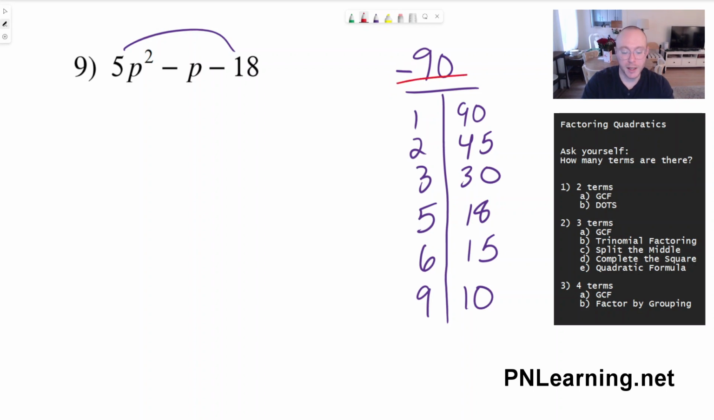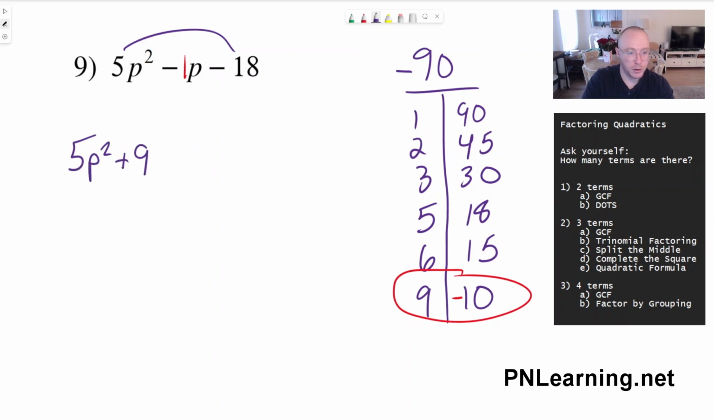Okay, so if we're factoring a negative number, that means we want to find numbers with a difference of -1 here. And let's see, are any of these apart by 1? Sure. 9 and 10 could have a difference of 1. Looks like we've got a -1, so let's make the larger of the two factors the negative. 9 minus 10 would equal -1. And we're ready to split the middle. So we've got 5p squared plus 9p minus 10p minus 18.